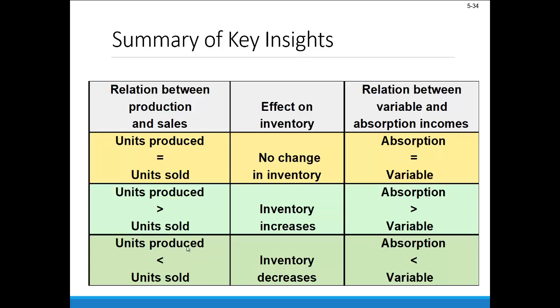And finally, if we're producing less than we sell, or selling more than we produce, if you prefer to think of it that way, inventory is decreasing. We're releasing from inventory some overhead cost under absorption costing. So absorption costing net income is going to be less than variable costing net income.